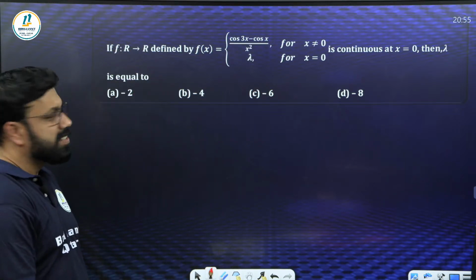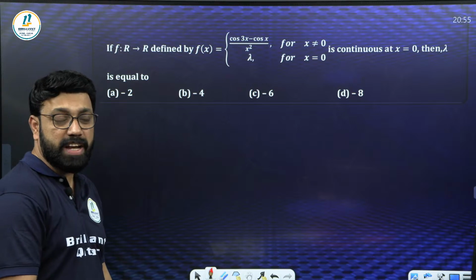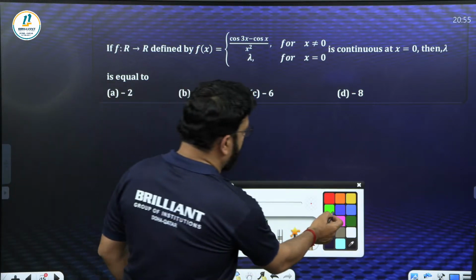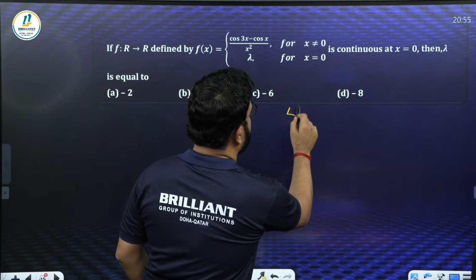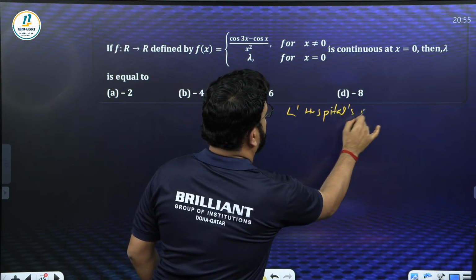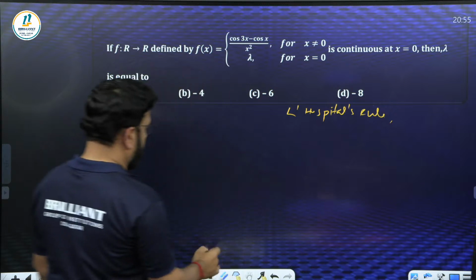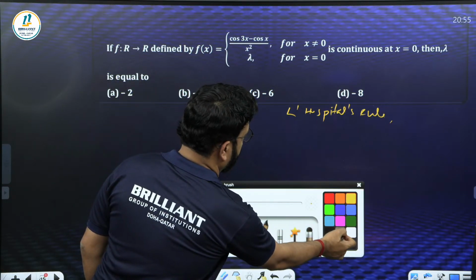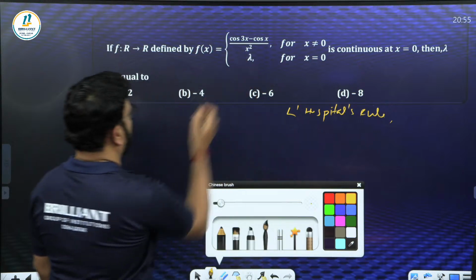What's the question? Same idea, L'Hospital's rule again, but a small difference is there. So I am checking L'Hospital's rule again. What's the method? Take the derivative of that one. Take the derivative, the limit we are taking directly. Take the derivative of this one.